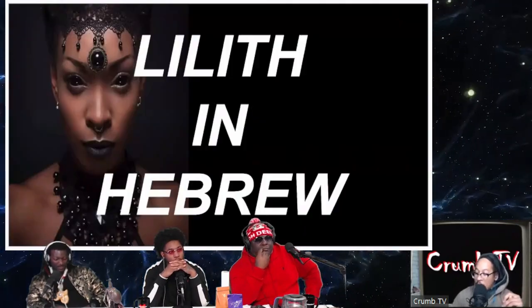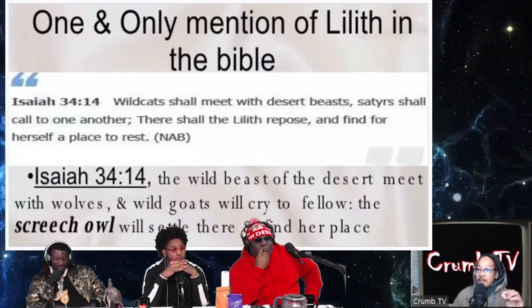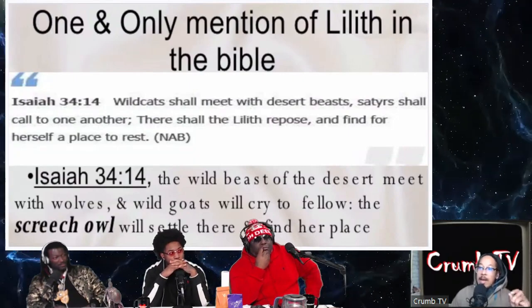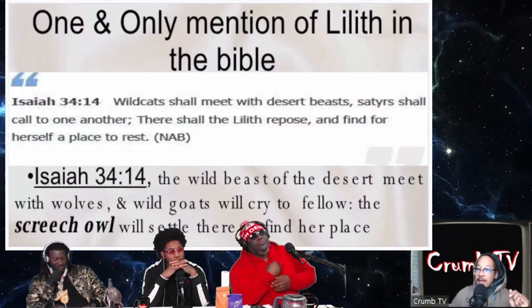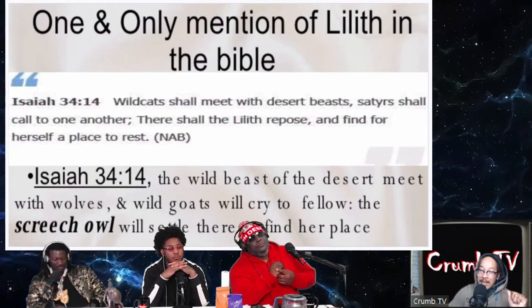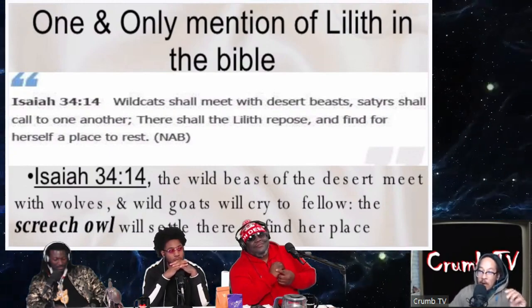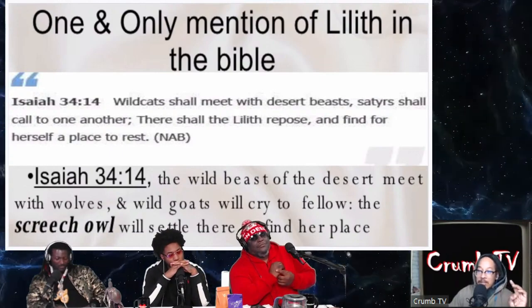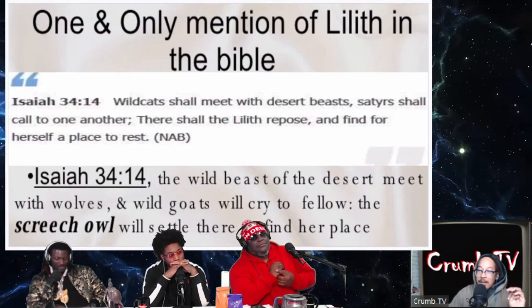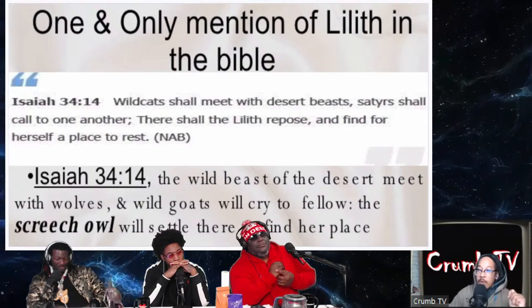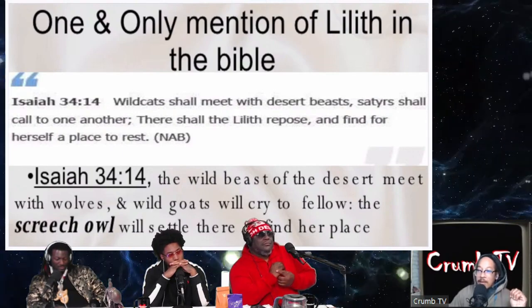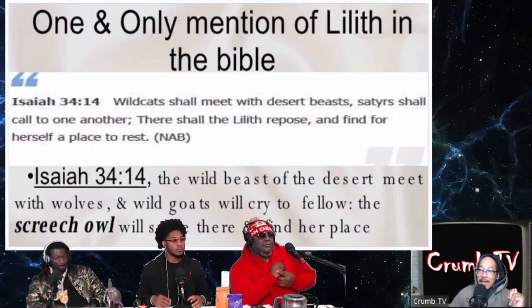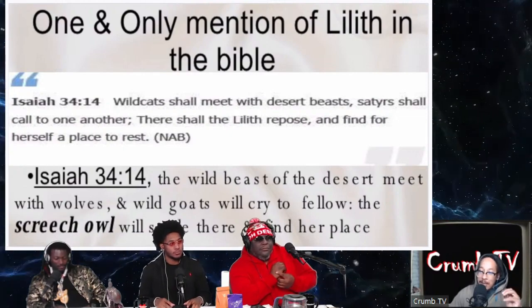Lilith in Hebrew, screech owl. The one and only mention of Lilith in the Bible is Isaiah 34:14, reading, "Wildcats shall meet the desert beasts, satyrs shall call to one another. There shall the Lilith repose and find for herself a place to rest." That's according to the NAB.